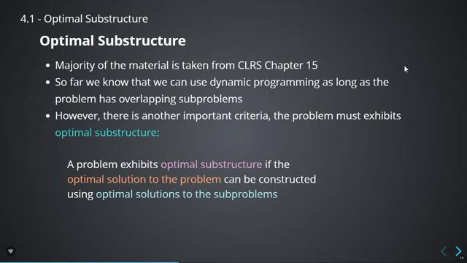Anyway, optimal substructure, what is it? This is a property of the problem, not really of the algorithm, but a property of the problem. So we say that a problem has optimal substructure if the optimal solution to the problem can be constructed using optimal solutions to the subproblems.